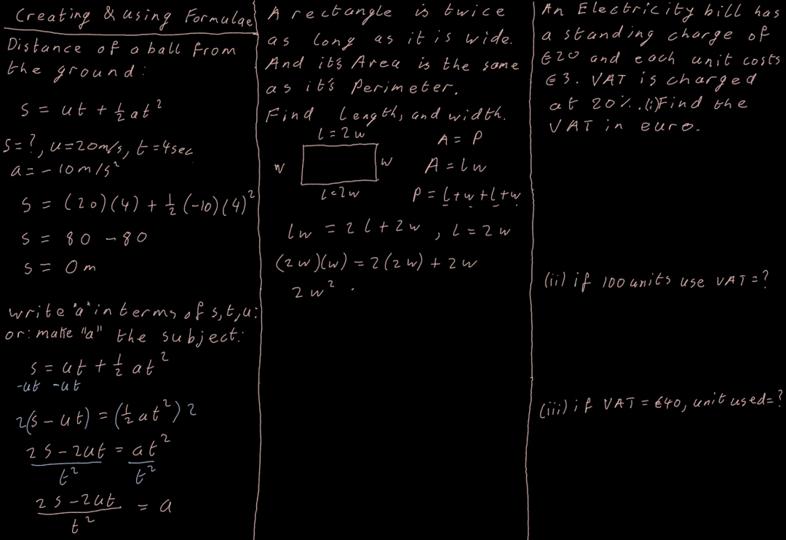So we multiply this out, 4W plus 2W. So 2W times W is equal to, I have like terms here, 6W.